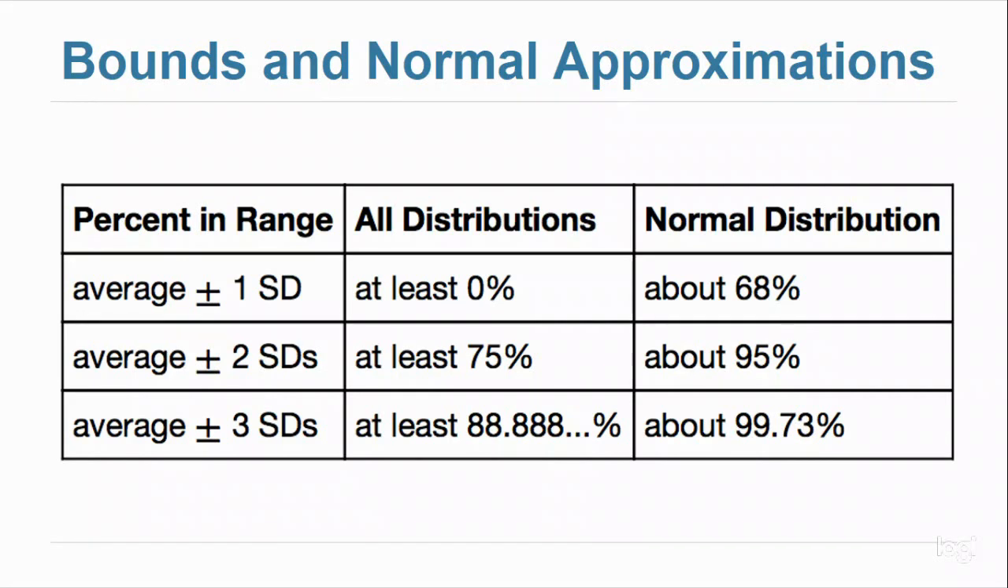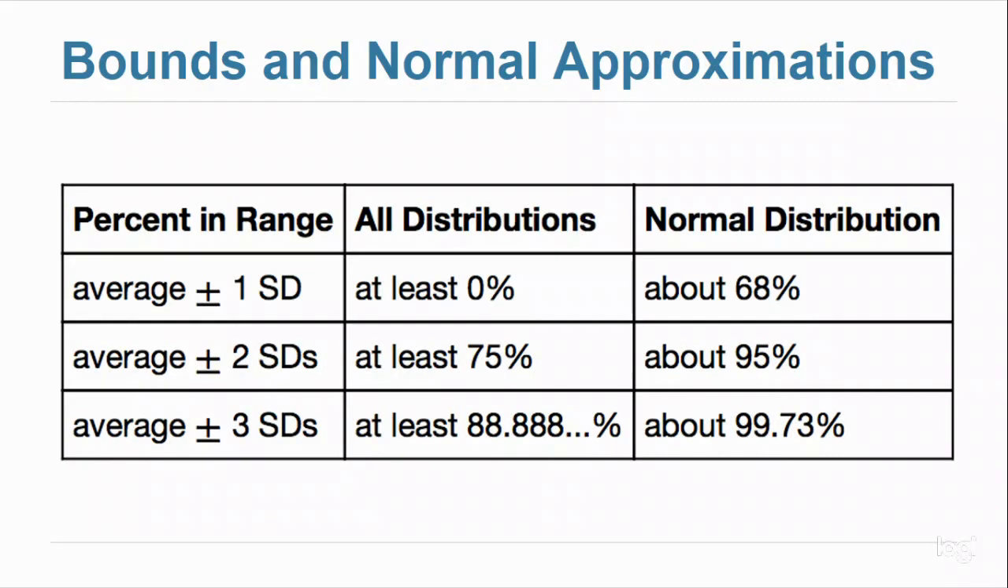Here's a chart that shows some of the bounds on distributions and how they relate to the bounds on normal distributions. In general, you get very weak bounds for arbitrary distributions. For instance, within 1 standard deviation for just an arbitrary distribution, you really can't guarantee any observations. But for a normal distribution, you can guarantee about 68% of the observations will lie within 1 standard deviation of the average.